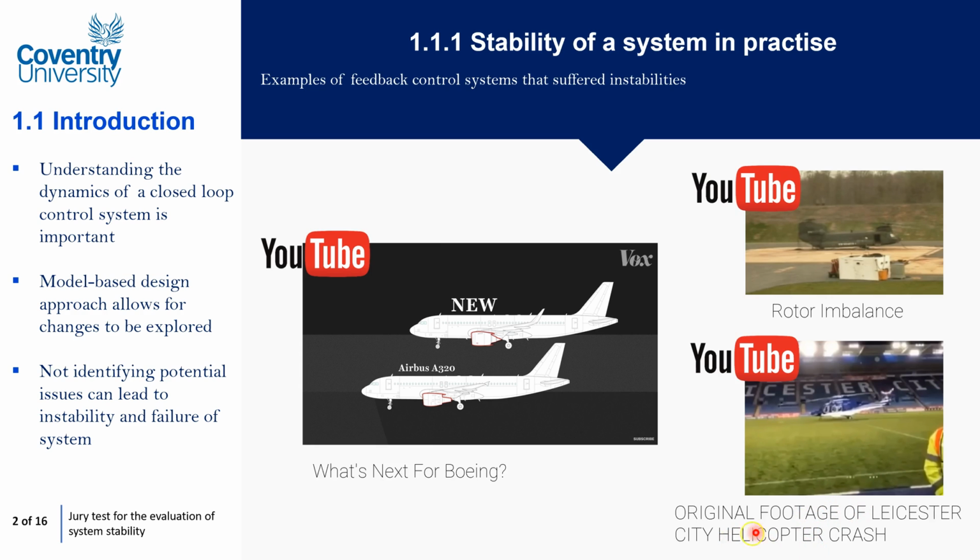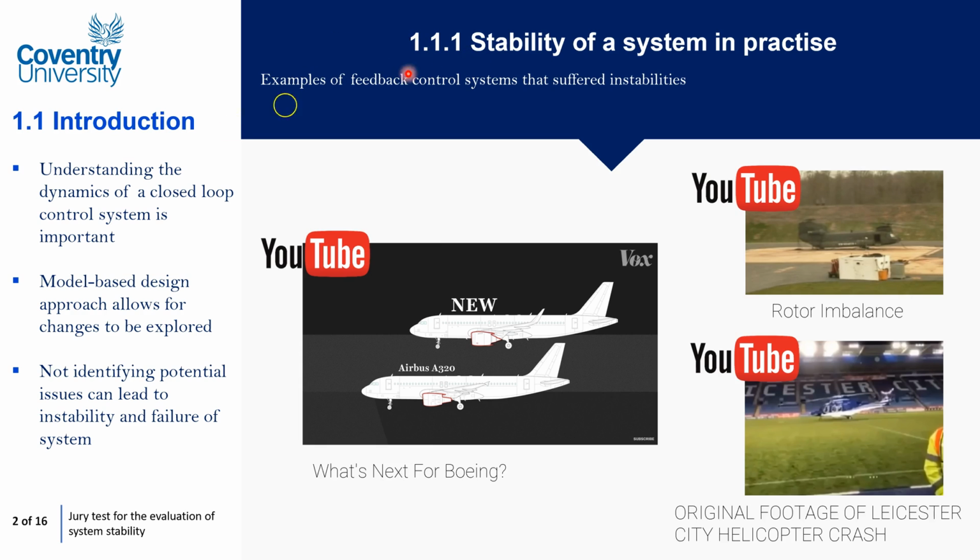This video as well, if you type in original footage of Leicester City helicopter crash, this here is when the helicopter sadly again spins out of control and causes fatalities, and that was due to sensors, poor information being fed back from the sensor to the control, so the control system wasn't operating effectively. And then another interesting one if you look at rotor imbalance.